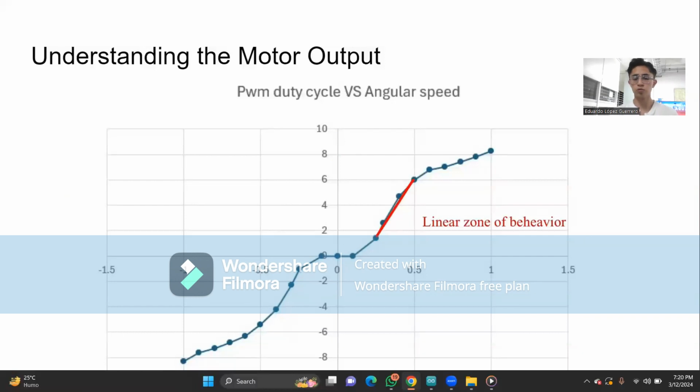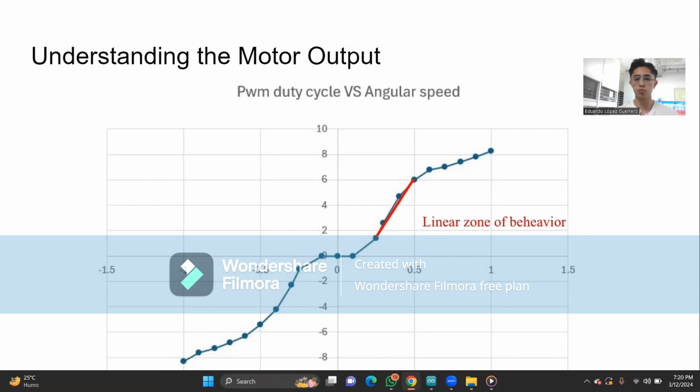If we are going to control the angular velocity of our motor, we first need to understand its output. We graphed here the velocity based on the PWM duty cycle, and we can see that it's a non-linear behavior. We have dead zones, and we have different behaviors for the positive side and for the negative.